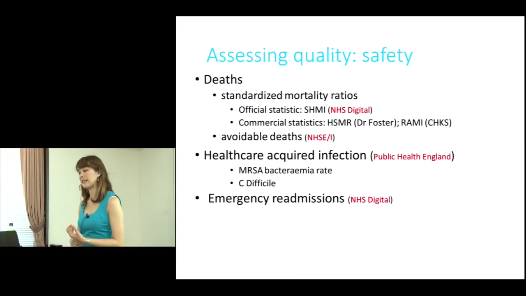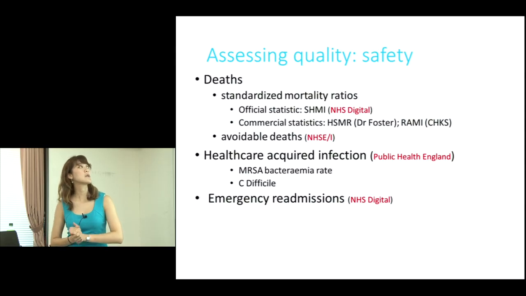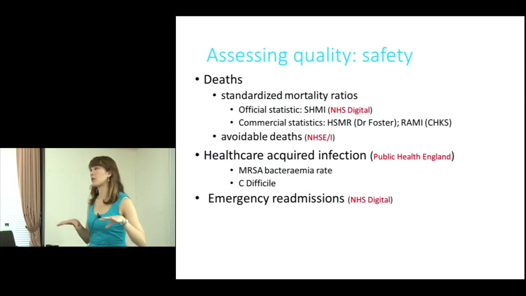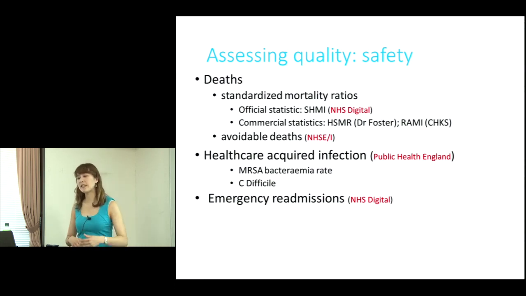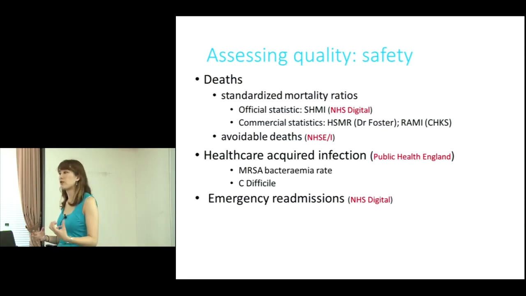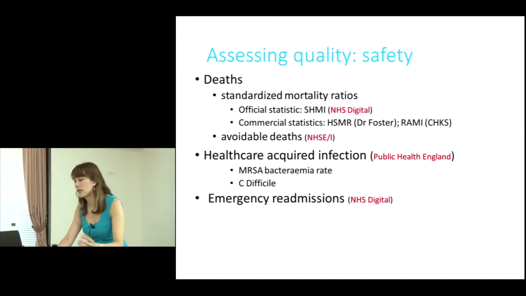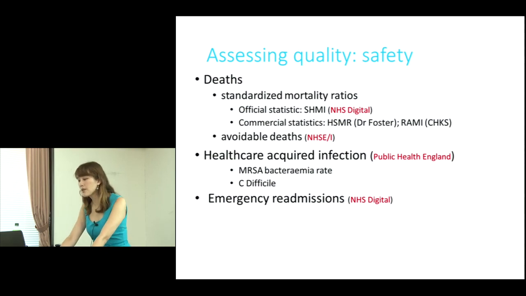Okay, so let's have a look at how England looks at the aspect of safety. There are lots of official statistics. Safety is a really important core dimension. Many high-income countries do this, but in England there's a long tradition of capturing a lot of safety data, and a lot of it is routinely collected now. There's the standardized hospital mortality index, by NHS Digital, National Health Service. And then we've also got some commercial statistics that private companies have started and are widely used.